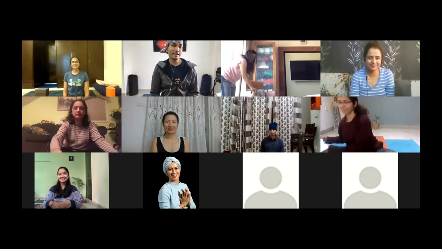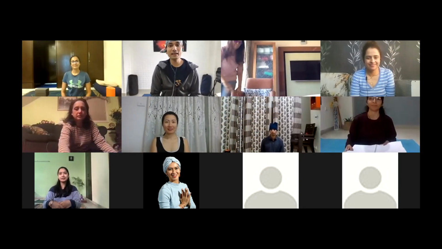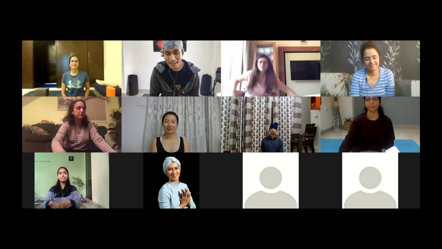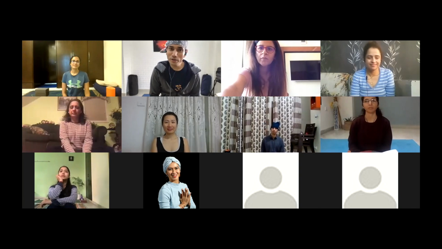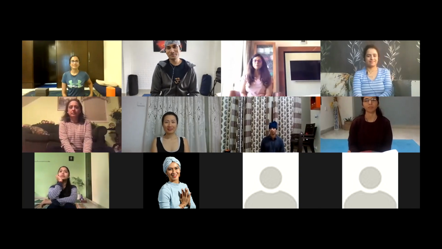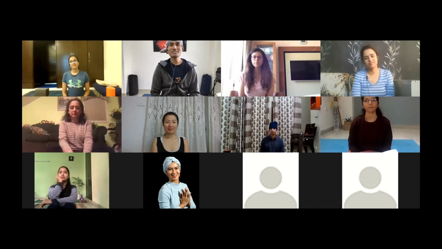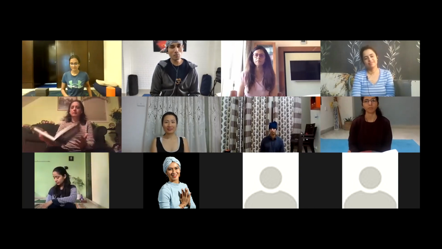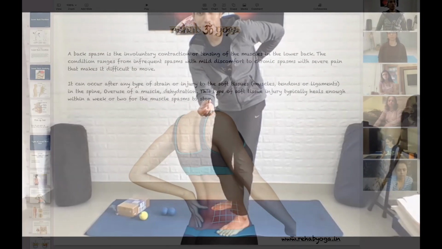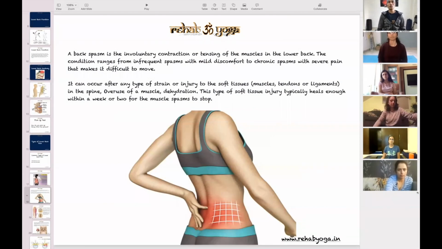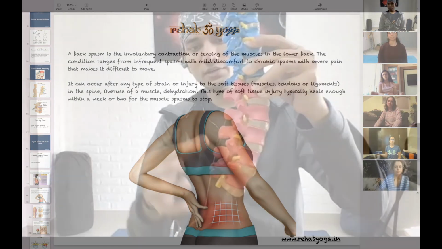So the idea behind doing this is so that we can understand why many people around the world are going through lower back injuries. Because it starts from our movement, the way we move, and most of the time a sprain on the ligaments. So a back spasm is an involuntary contraction or tensioning of a muscle in the lower back.